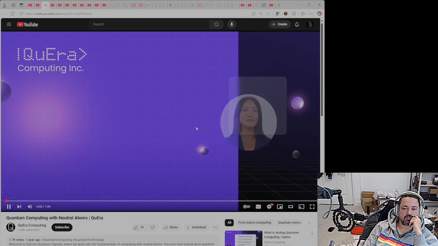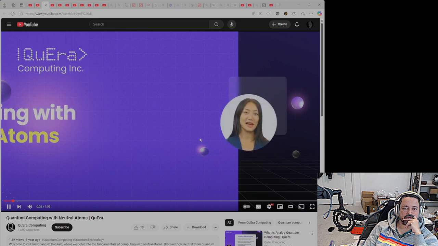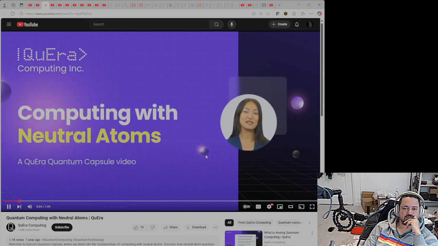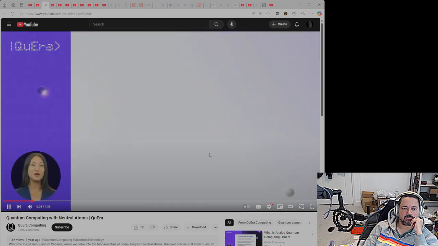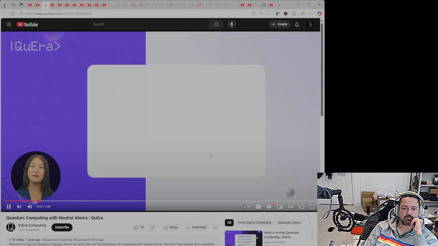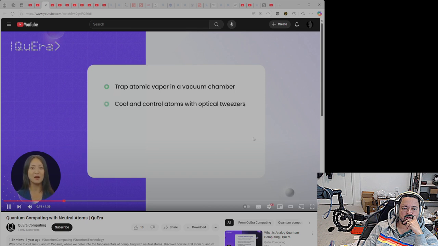There's not much here. Welcome to QuEra's Quantum Capsule. In this video, we'll explore the basics of computing using neutral atoms. Neutral atom quantum computers operate by trapping an atomic vapor in the chamber. QuEra uses rubidium atoms, but other types of atoms can also be used. Focused laser beams cool these.